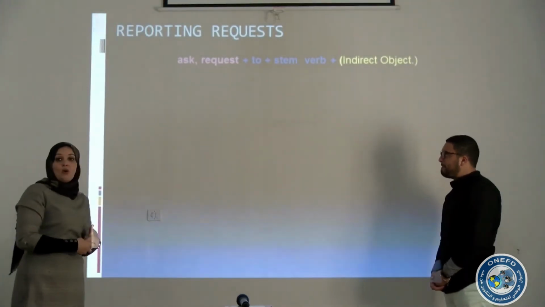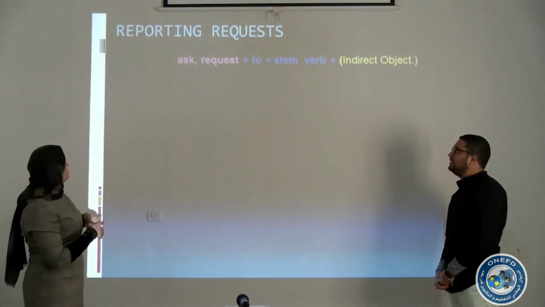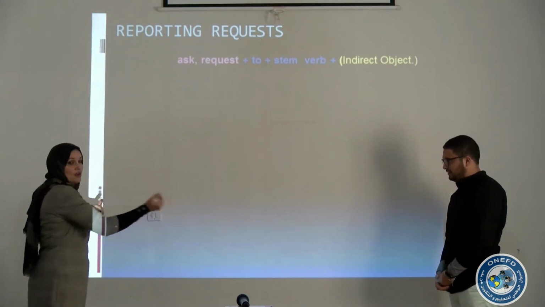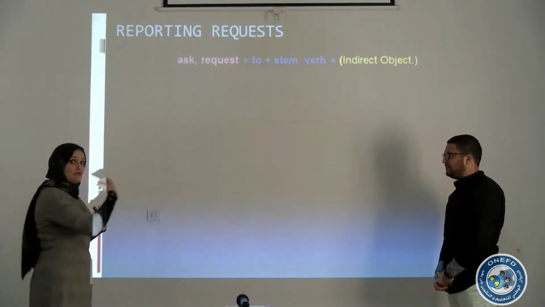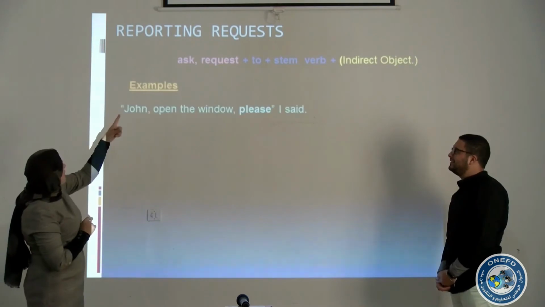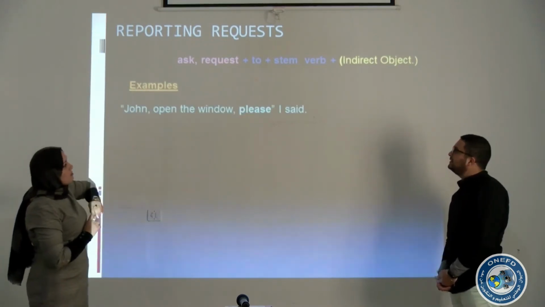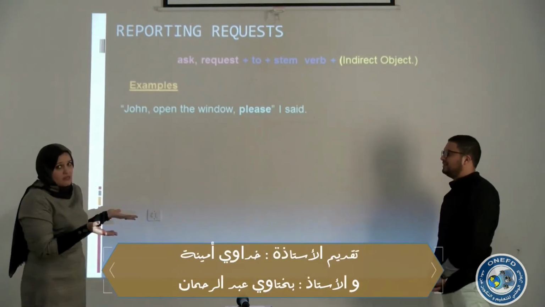Let's move on. Then we can report requests. You remember last time we saw how to report questions. Now we have reported requests. We're going to use ask for a request. Ask means I'm not asking him a question, but I'm asking something from him. I'm demanding something from you. So we use ask or requested, plus to, plus the stem of the verb, plus the indirect object if it is possible.